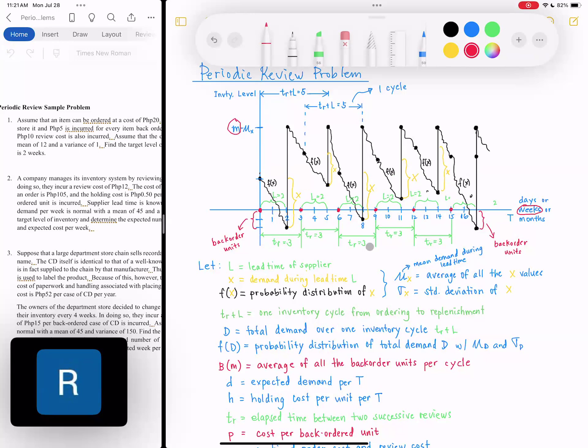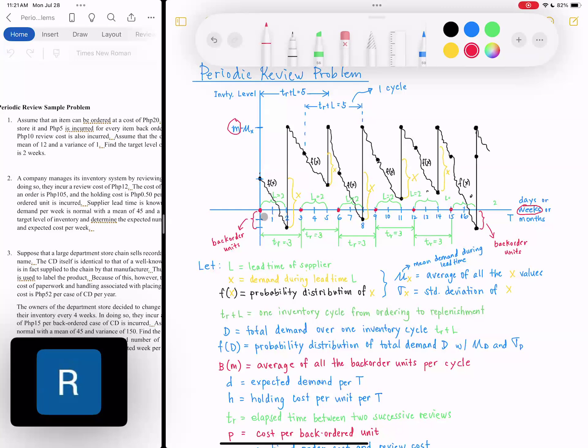So now, if this diagram is clear to you regarding periodic review, I think everybody needs to understand the parameters indicated in your PowerPoint. You can go to your PowerPoint and let's go one by one. So L is lead time, you already know that. That is the one in green here, 2 weeks in this example. X, as I've said, is the demand during lead time.